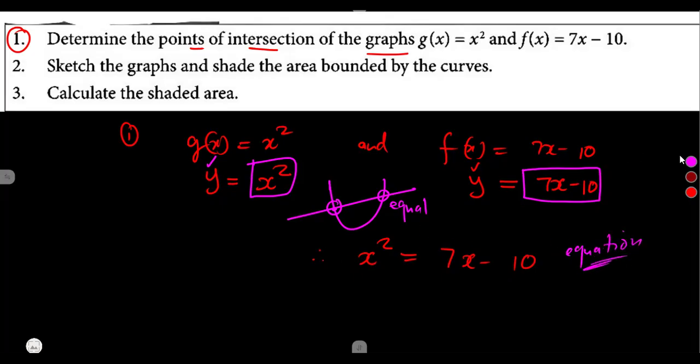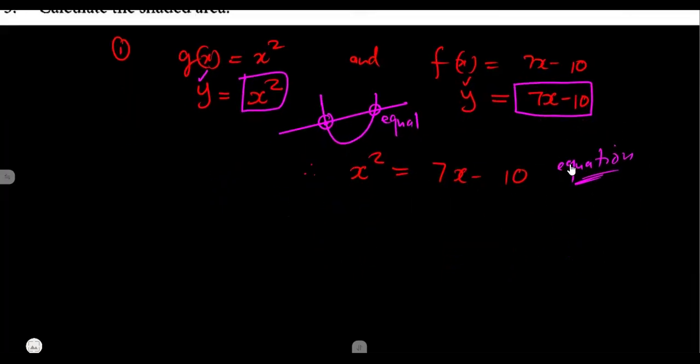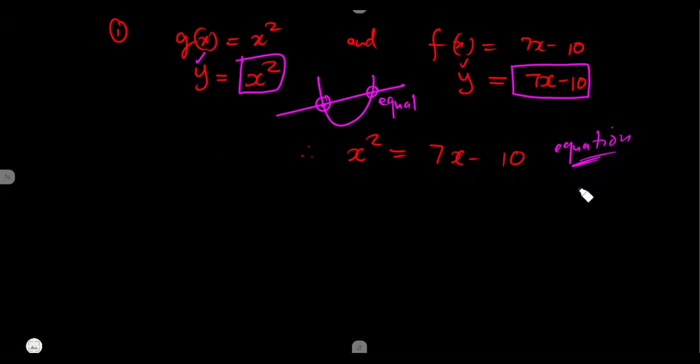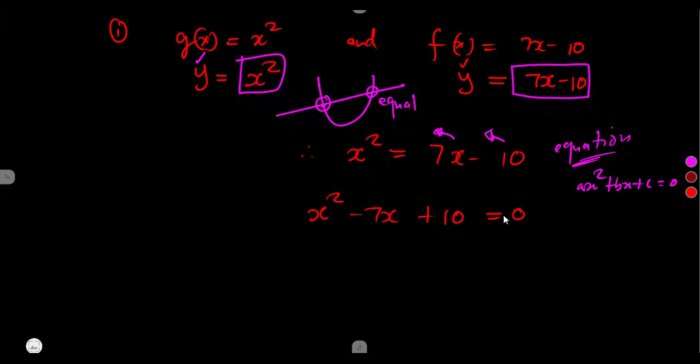What type of an equation? A quadratic equation. Remember your equations, N2 mathematics, quadratic equations, supposed to be in the form of what? Ax squared plus bx plus c is equal to 0. So we are going to have x squared. Take the 7x to the other side. That was going to be a negative. All right. The negative 10 to the other side was going to be a positive. So that's equal to 0.